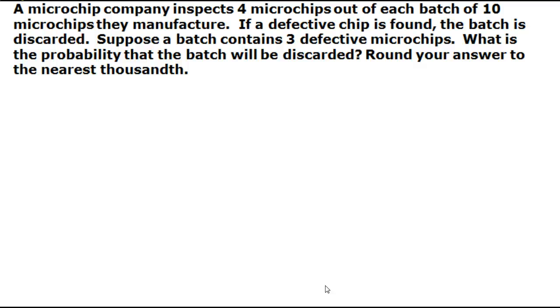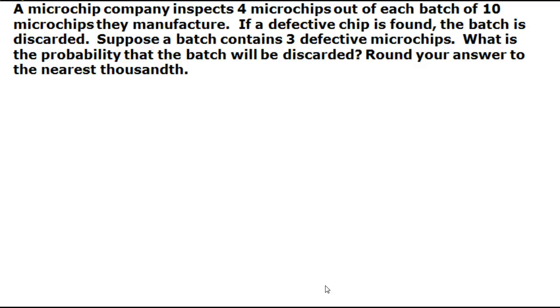So we're going to use, you can start to hopefully see the correlation between our previous one that we did, when at least one of them is a red tile. This one is, if at least one of them is defective, we toss the entire thing. So the batch contains 3 defective chips. What's the probability that the batch will be discarded?